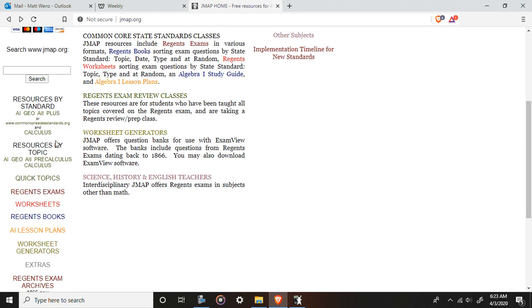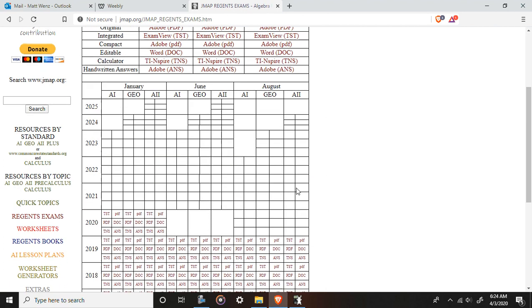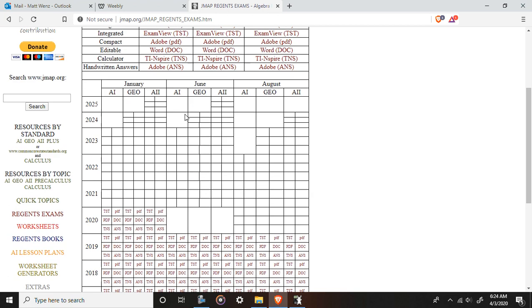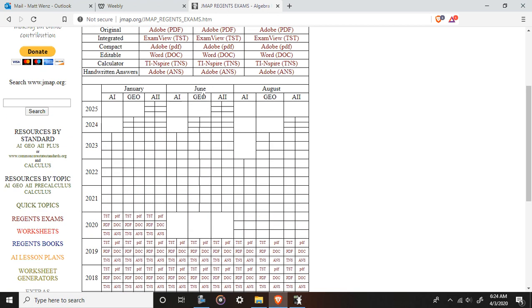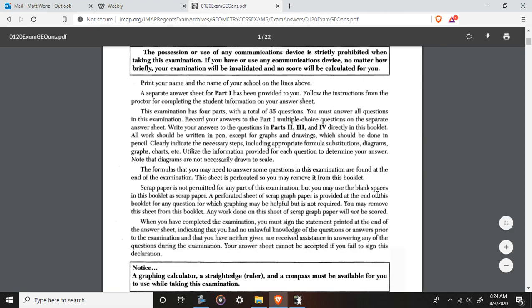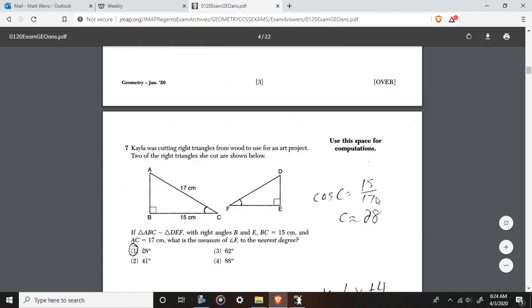if and when this happens, if you go to Regents exams, not only can you get the old Regents exams, there's also answers. So if we went to, let's go January 2020 Regents. Okay, here's the PDF of the test, but if you go right here, it says answer, and there's a fully worked out Regents with all the answers and stuff like that.